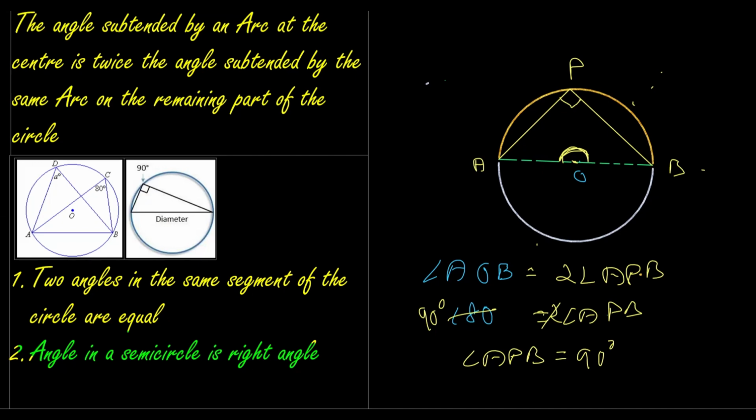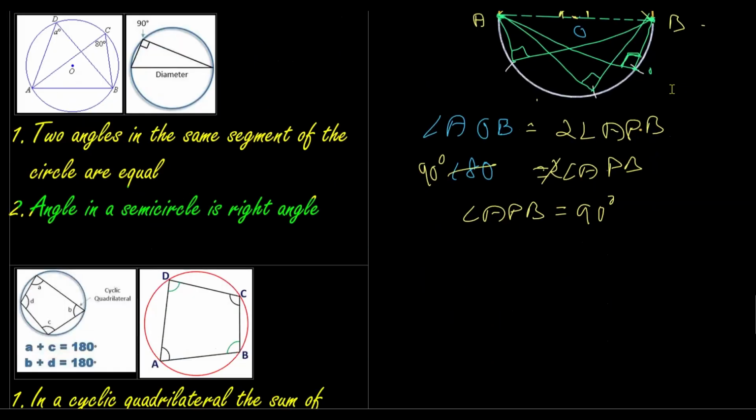But then anywhere, right? If I take any other points here, let's say these are the points I have taken, and I join this with this, this angle will also be 90 degrees. So you can just think: if one point is on the circle and the other two points are the ends of the diameter, then the angle subtended will be 90 degrees. So the property which you are going to write in the exam is: angle in a semicircle is a right angle.